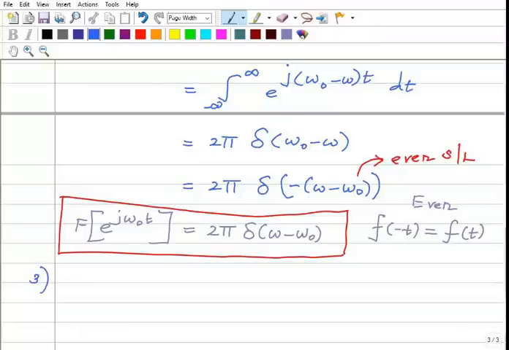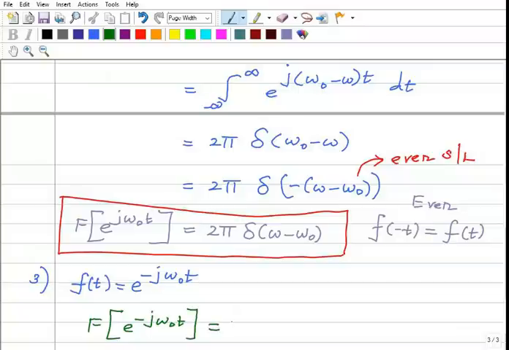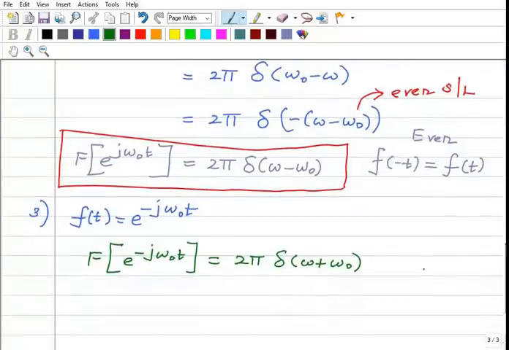Then third problem, f of t is equal to e power minus j omega naught t. Since we have derived, in the same way you can derive and produce the result something like this. Fourier transform of e power minus j omega naught t is equal to 2 pi delta. If there is a plus here I am getting omega minus omega naught. Here there is a minus. So you can use the same procedure and you can get the result.